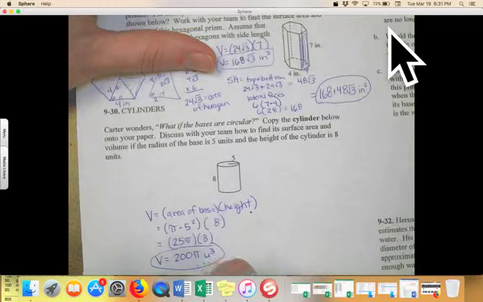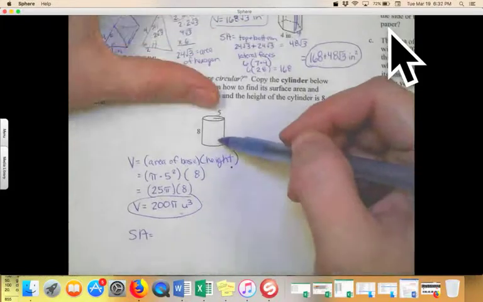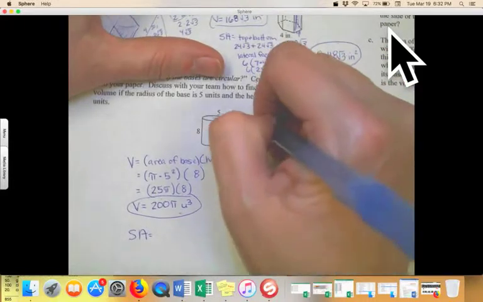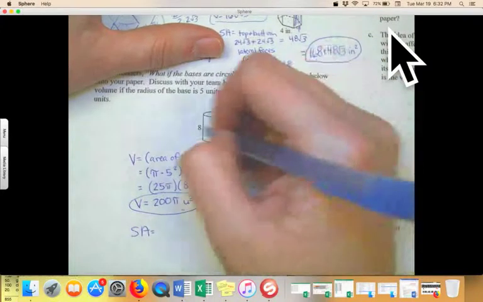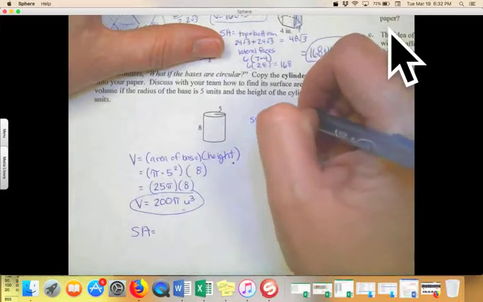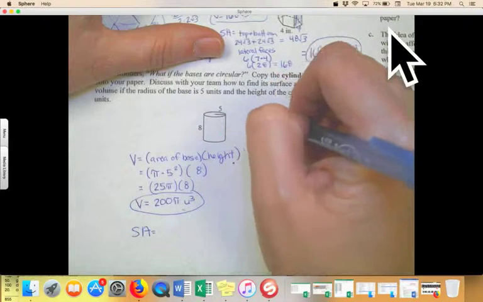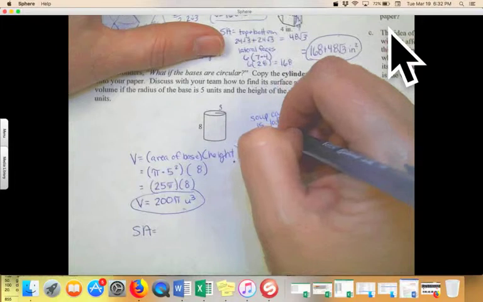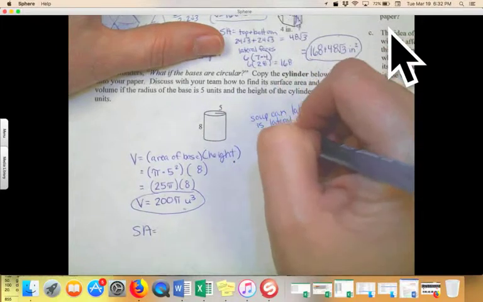So for our surface area, we need to think of an example of a cylinder in real life. So like a can, a soup can. So if this was a soup can, then the soup can label is the wraparound, the lateral area. So that's the wraparound, okay? Wraps around the cylinder.